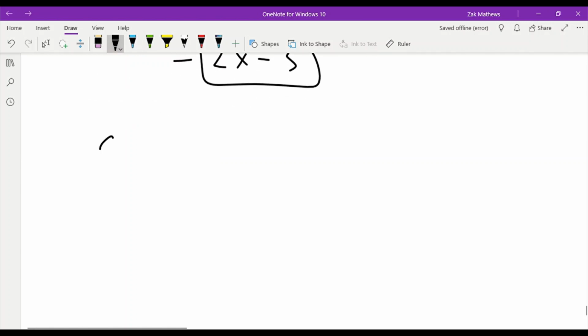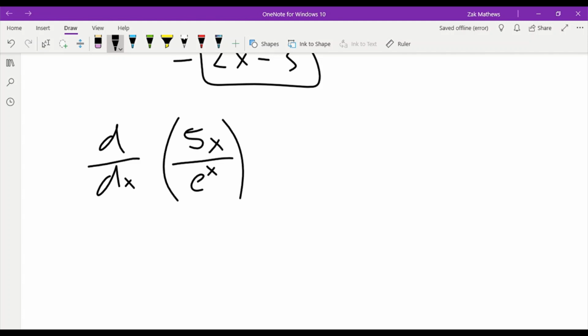Let's do another problem. So we haven't done one with the quotient rule yet. Let's do that. So let's take the derivative of 5x over e to the x. So we said with the product rule, it didn't really matter the order as long as we did the derivative of one, left the other, and then reversed it on the second term. With the quotient rule, it does matter the order because remember we have the subtraction in between. We have to do the derivative of the top, leave the bottom, and then we do the derivative of the bottom, leave the top. So I'm going to leave the bottom, which is just e to the x.